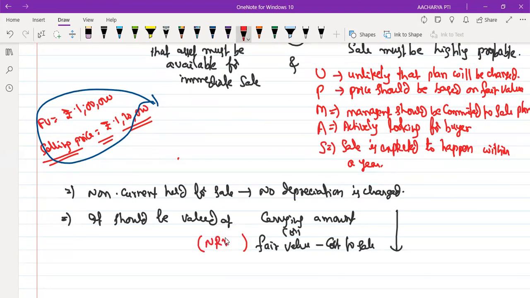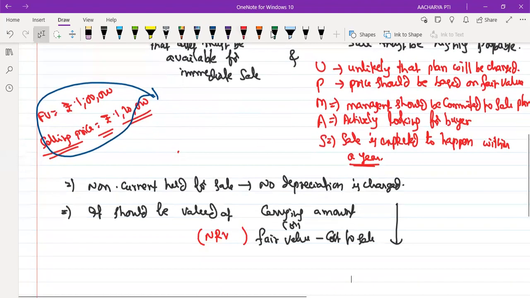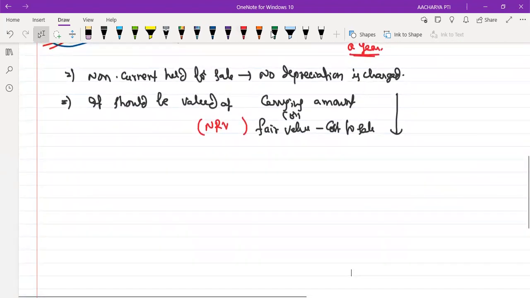So why do we value the respective non-current asset held for sale at carrying amount or NRV, whichever is less? Because the sale is expected to happen within a year, we consider it just like an inventory. We value it at carrying amount or NRV, whichever is less.